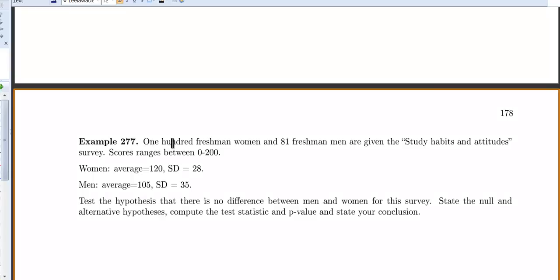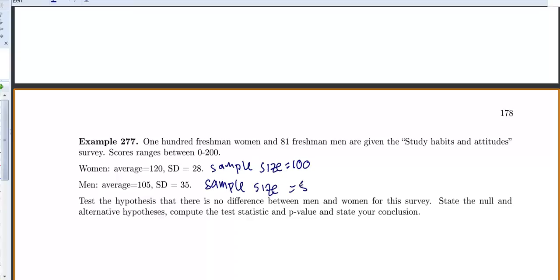So for 277, 100 freshman women and 81 freshman men are given the study habits and attitude survey. Scores range between 0 and 200. So we have our women average and SD, men average and SD, and let's go ahead and write in our sample sizes here too. Sample size for women was 100, sample size for men was 81. Let's test the hypothesis that there is no difference between the men and women for the survey. State the null and alternative hypothesis, compute the test statistic and p-value, and state your conclusion.